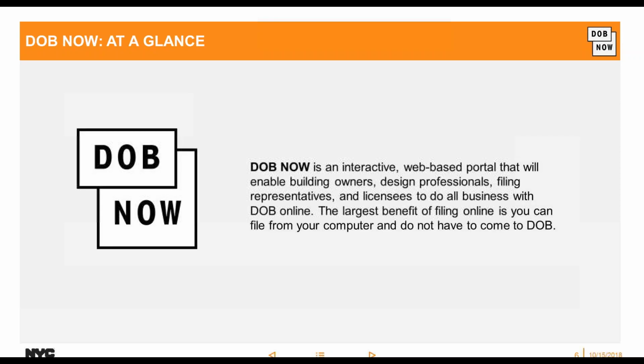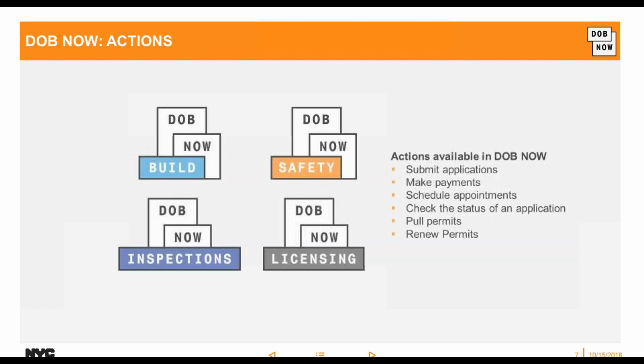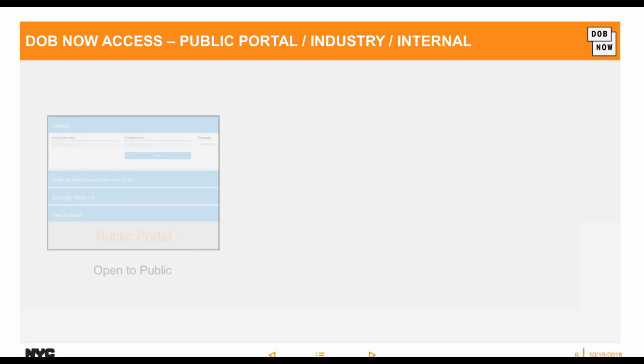DOB Now is an interactive web-based portal that will enable building owners, design professionals, filing representatives, and licensees to do all business with DOB online. DOB Now includes build, safety, inspections, and licensing. The actions available in DOB Now: you can submit applications, make payments, schedule appointments, check the status of an application, pull permits, and renew permits.